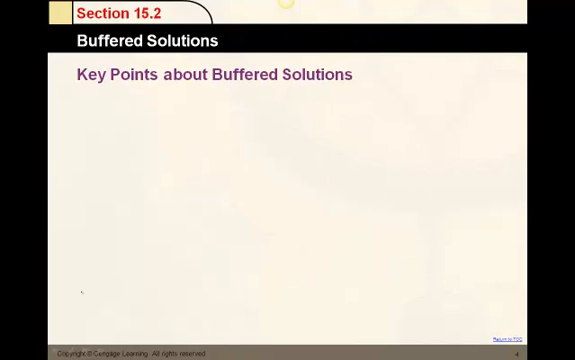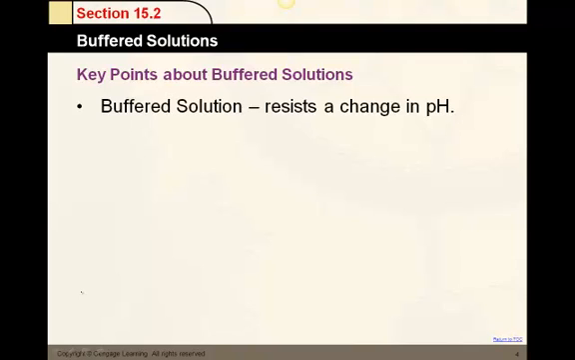So let's talk about solutions that are buffered. You may have heard about buffering in biology. It's an important process, especially in our body. What are the things we have to know about buffered solutions? What is buffering? And how can we work with that in chemistry? Buffered solutions are solutions that resist a change in pH.